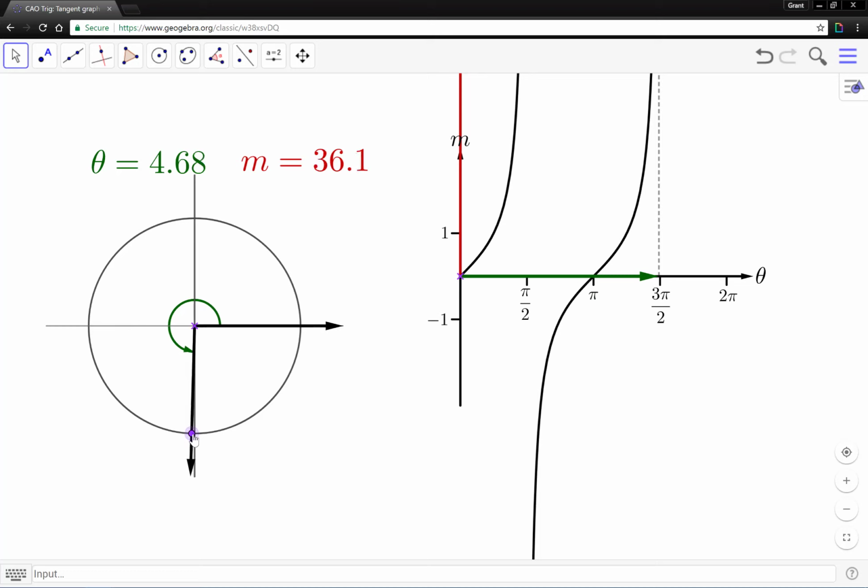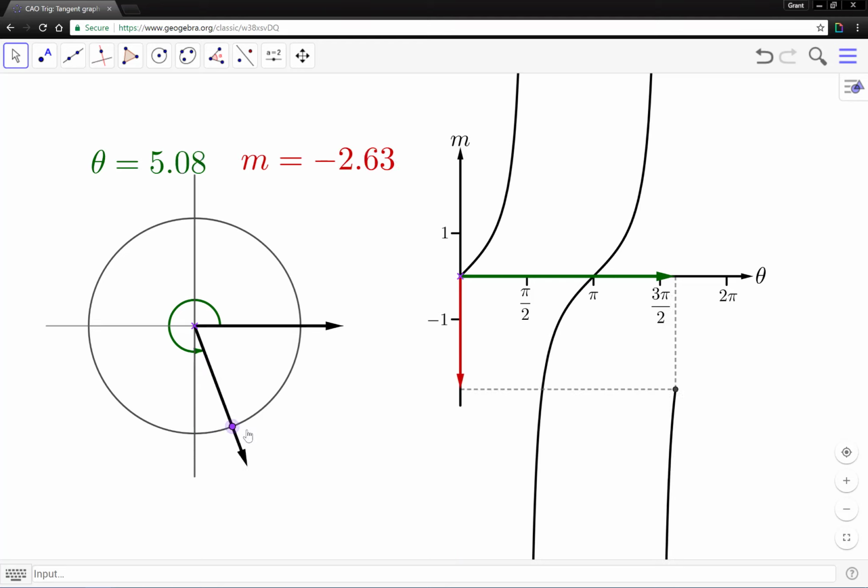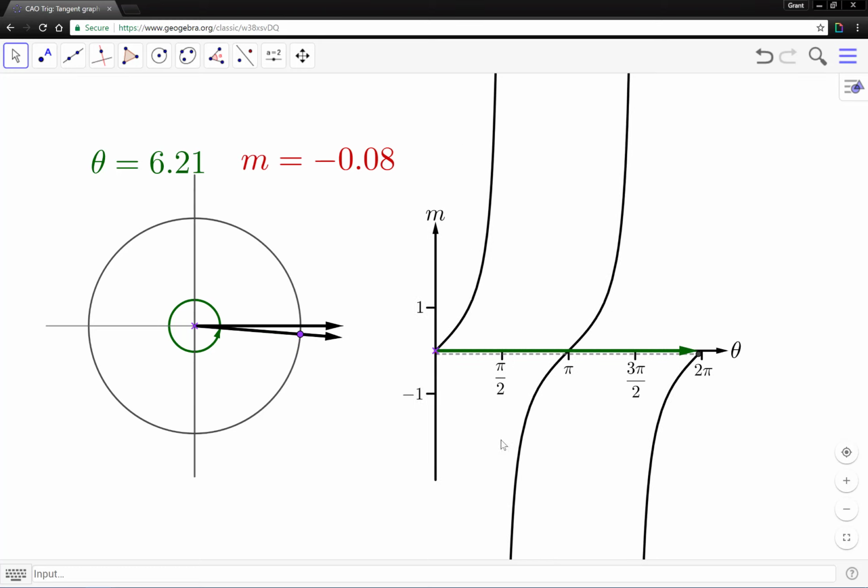And then when we hop over that 6 o'clock position, our slope becomes negative, so we have an abrupt jump. And then as theta increases towards 2 pi, the slope of that terminal ray is still negative, but becomes closer and closer to 0. So the end result of this is a graph that looks something like this, where we have vertical asymptotes at pi over 2 and 3 pi over 2. And those correspond to the 12 o'clock and 6 o'clock positions, where our slope becomes increasingly large around those values.